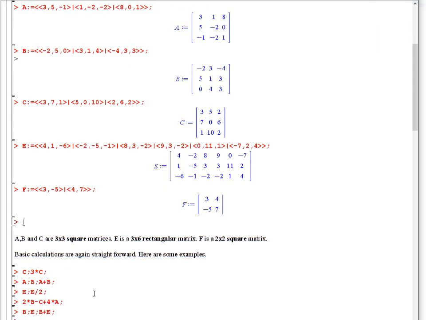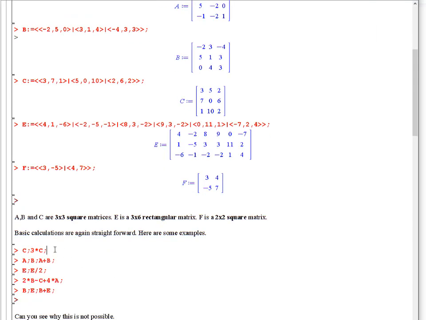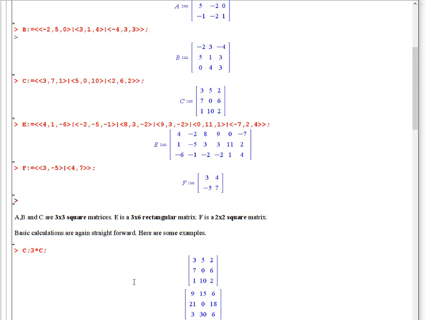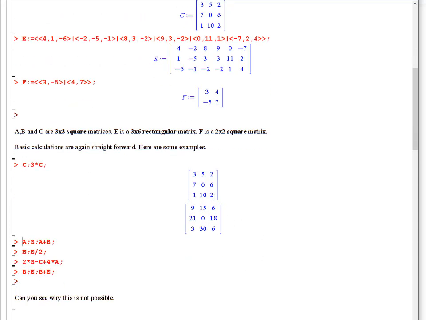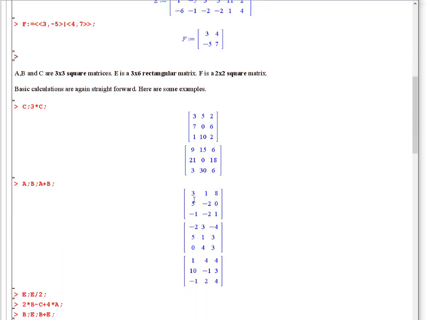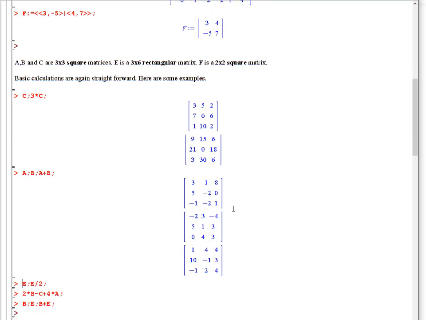Then we can do calculations. They're usually quite straightforward. Here we have matrix C again, and this is multiplying by a scalar, 3 times C. You should be able to see how you do that. Here's matrix A, and there's matrix B, and this one is matrix A plus B. Again, you should be able to see how you get from here to here when you add the matrices. So that's multiply by a scalar, and add two matrices.